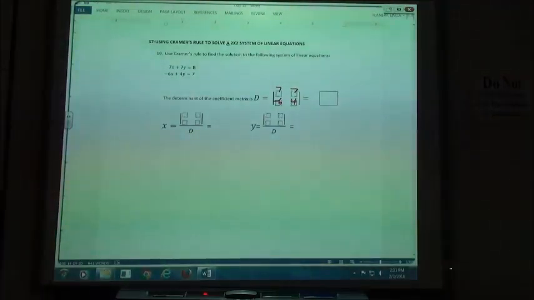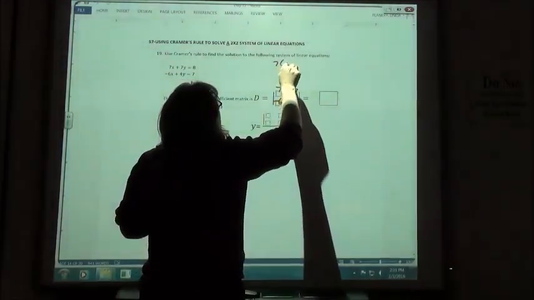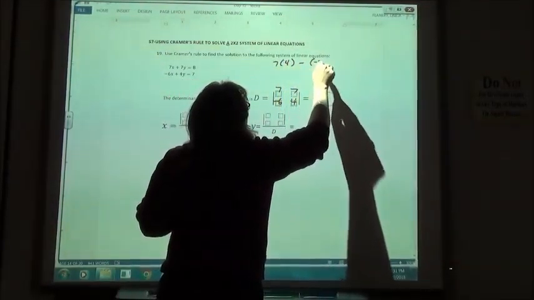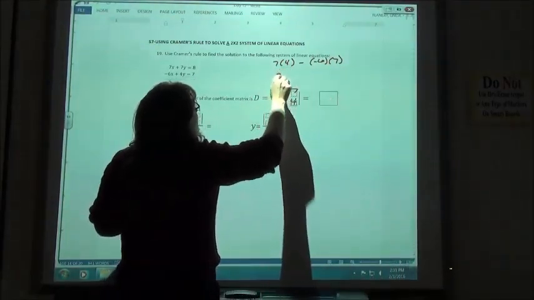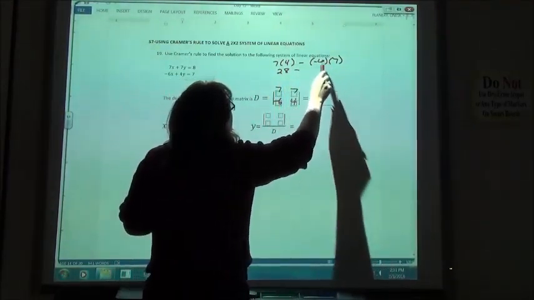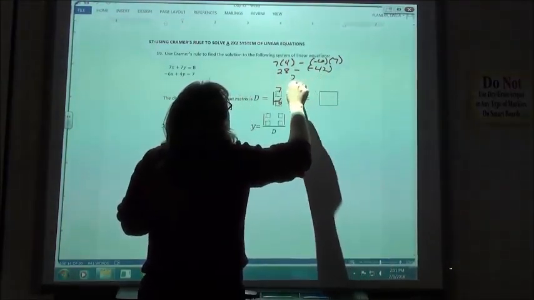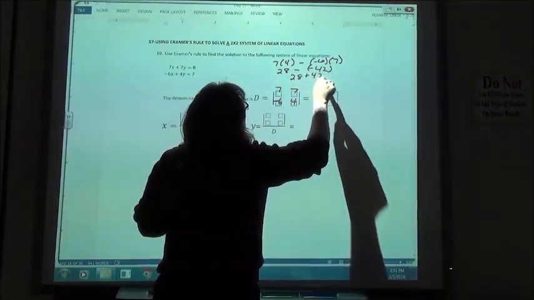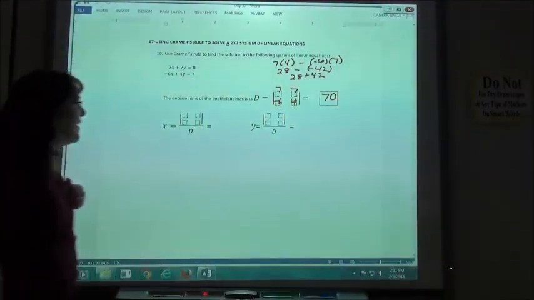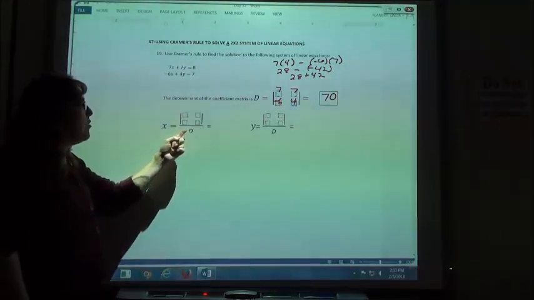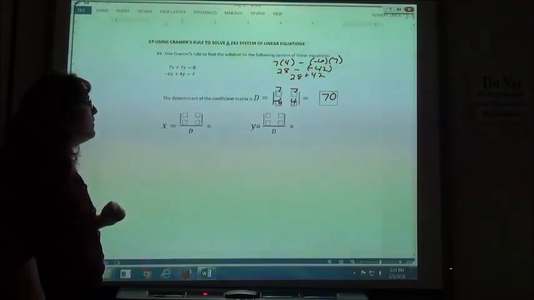We are then going to solve those just like on the previous one, subtracting our cross products. So 7 times 4 minus -6 times 7. 7 times 4 is 28, minus -6 times 7 is -42. So I'm going to take 28 plus 42, which gives me 70. So 70 is going to be the denominator of the fractions we get when we solve our system of equations.